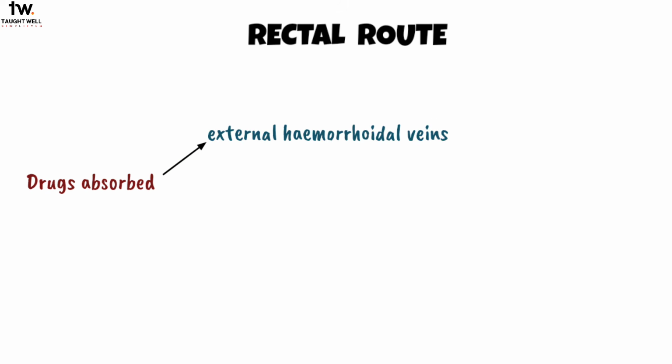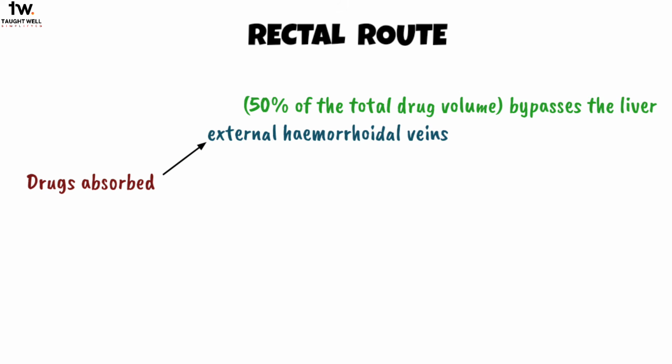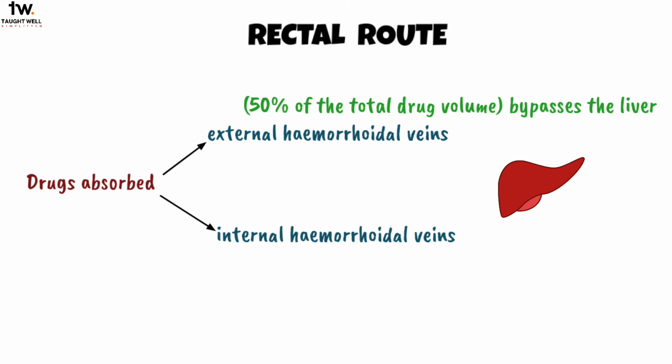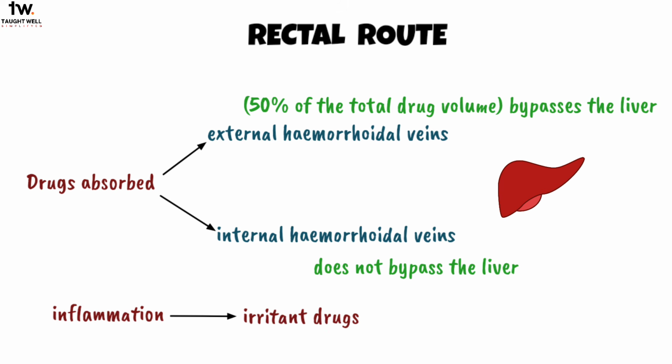Drugs absorbed into external hemorrhoidal veins, about 50% of the total drug volume, bypass the liver, but the volume of drug absorbed into internal hemorrhoidal veins does not bypass the liver. Rectal inflammation can happen because of irritant drugs. Indomethacin, diazepam, and ergotamine are examples of drugs given rectally.